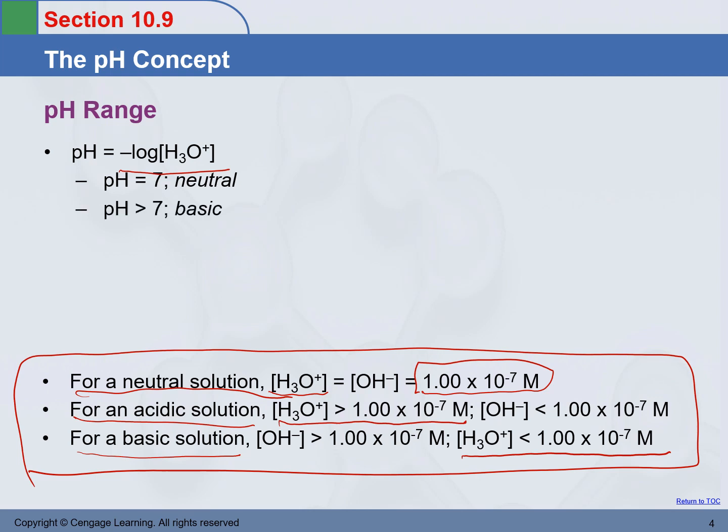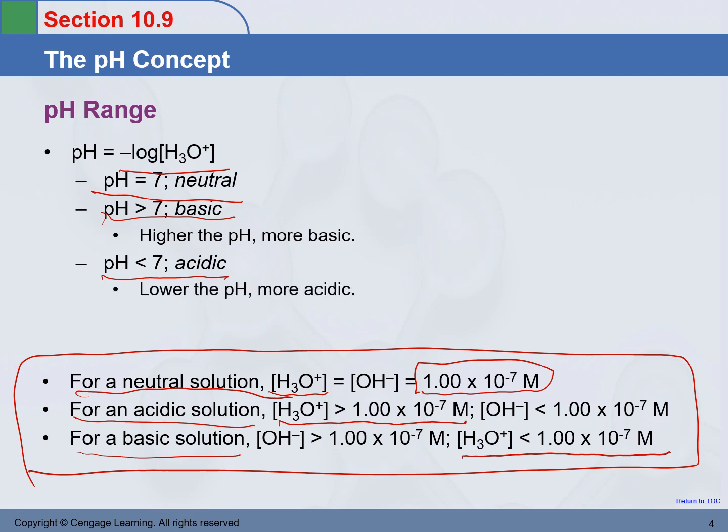pH greater than 7 is basic. The greater the pH, the less acidic. The lower the pH, the more acidic. So if 7 is neutral, lower than 7 will be acidic. Higher than 7 will be basic. The higher the pH, the more basic. The lower the pH, the more acidic.